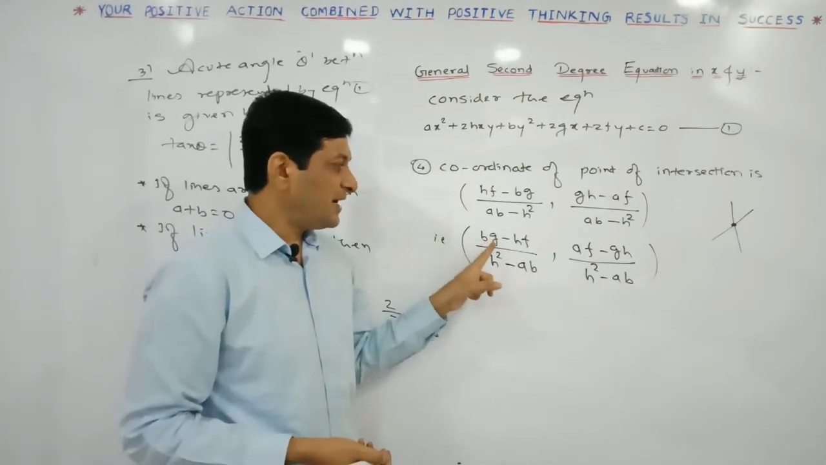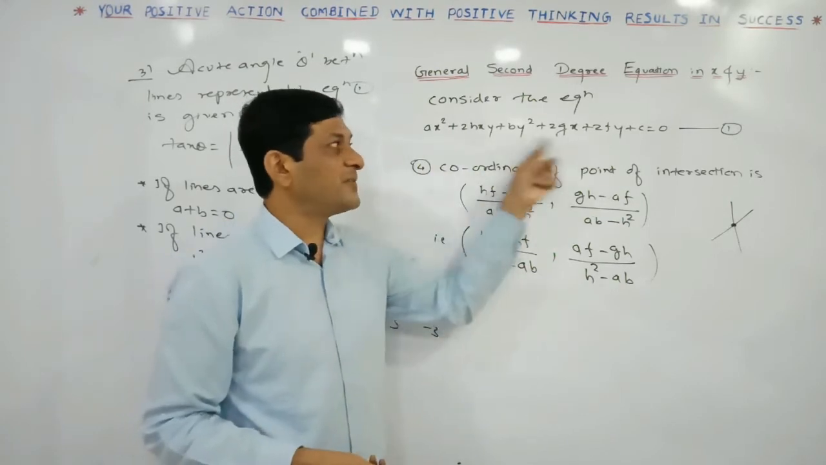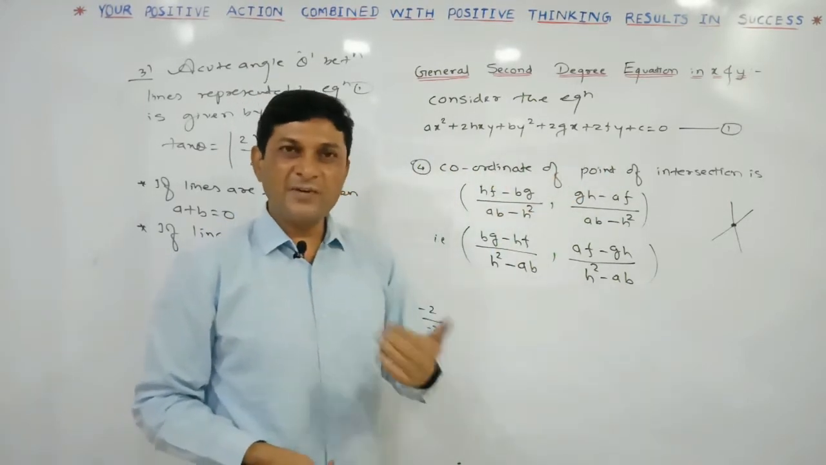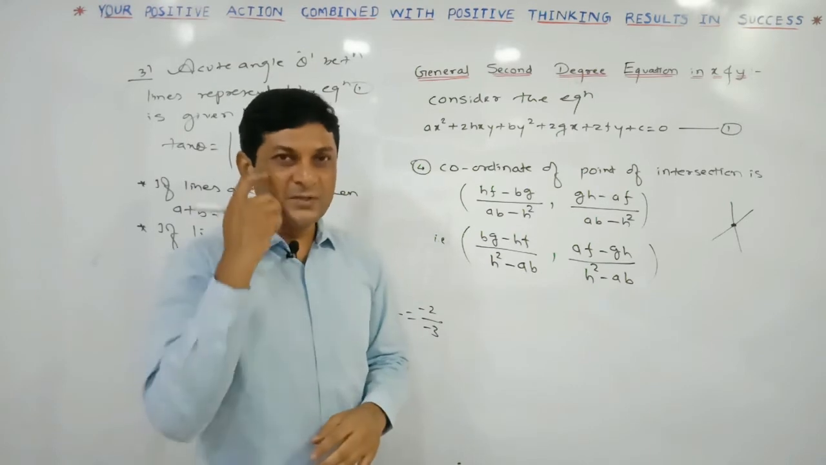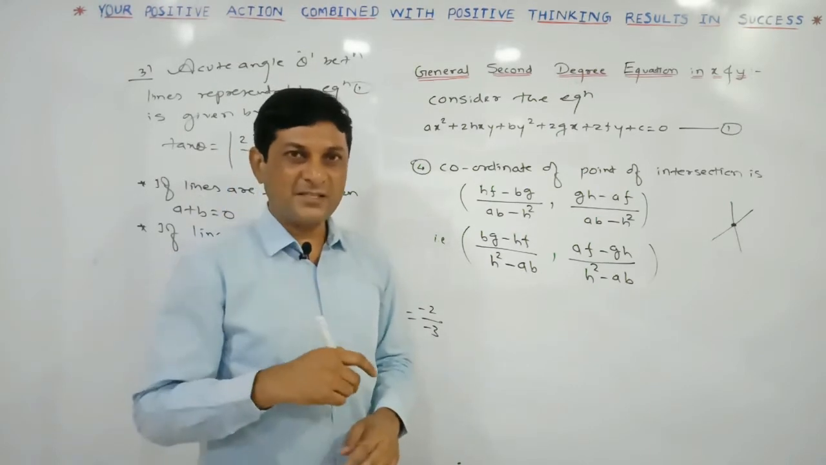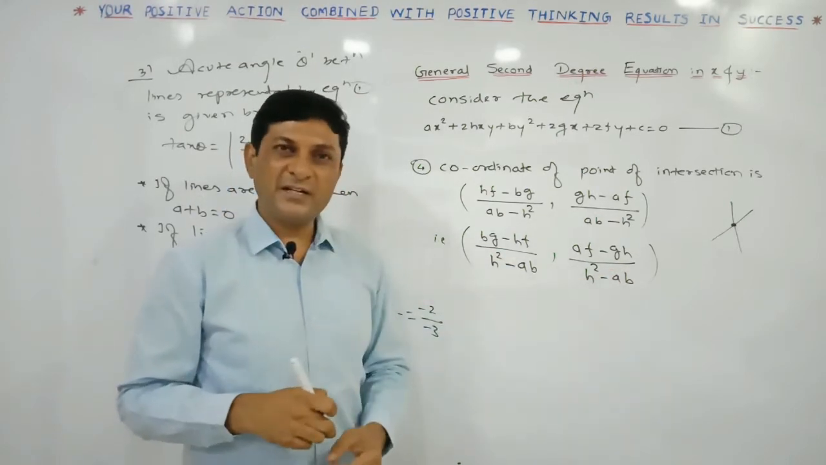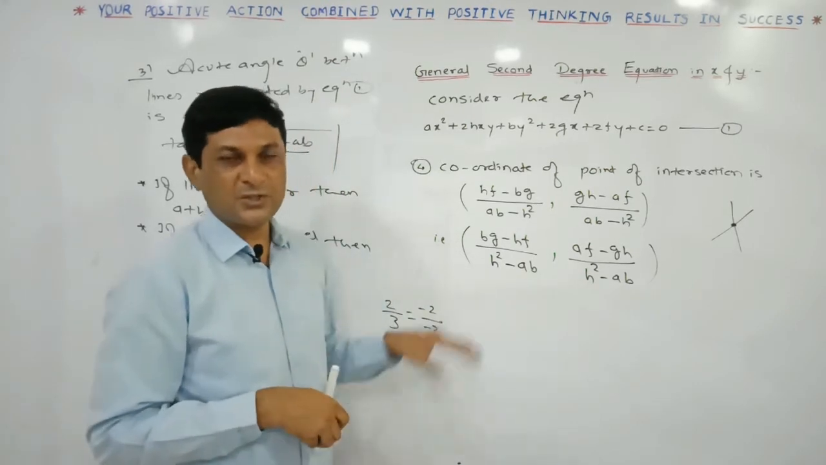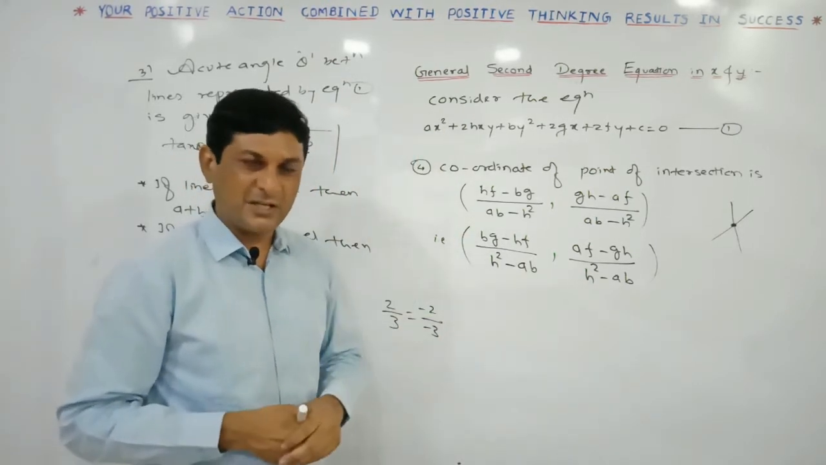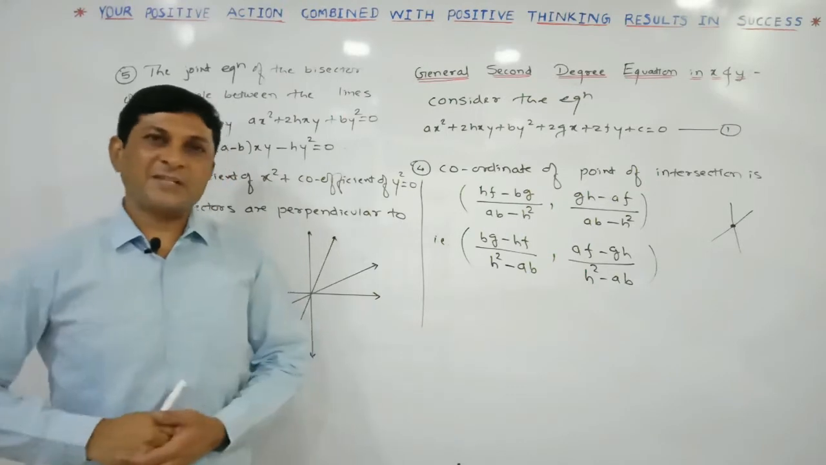A, B, h, g, f. All these values we will get from the given general equation, and if it is given to us that it represents a pair of lines, then applying this formula we will get the coordinates of the point of intersection of the lines represented by this equation. Now let us discuss the last important result.